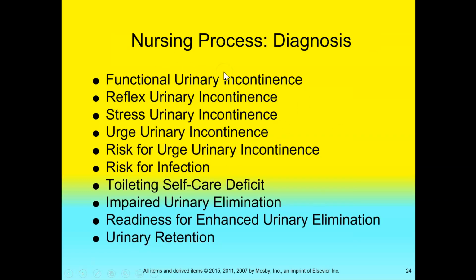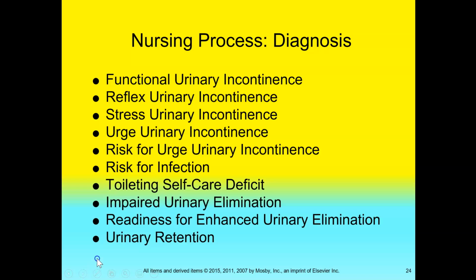So, all of these are nursing diagnoses that apply to an individual that has functional urinary incontinence, reflex urinary incontinence, stress. But you have to remember what I told y'all functional, reflex, stress, and urge, and all of those, what that means. And then there's risk for urge urinary incontinence, risk for infection, toileting. So there's a lot of little different things that you could put that are adequate nursing diagnoses for a person that's having problems with their urine.